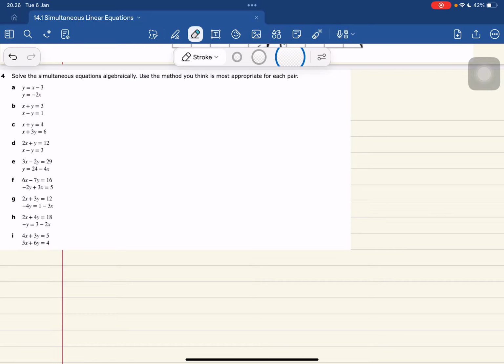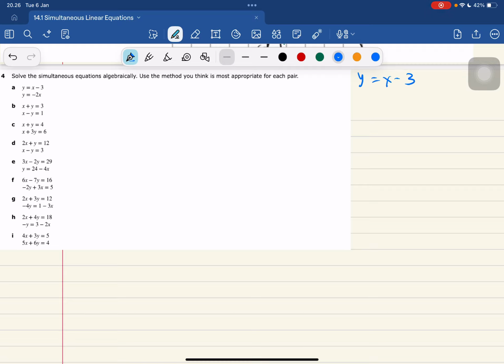Let me write it here. We have y equals x minus 3, and here y is equal to minus 2x. So minus 2x equals x minus 3. Let's make it x here. We can subtract x from both sides. It's going to be minus 3x equals x minus x, which is 0. So it's only minus 3.